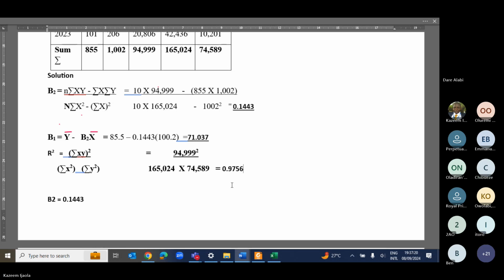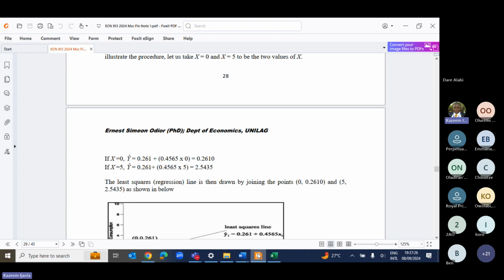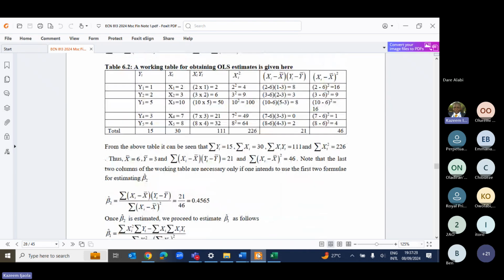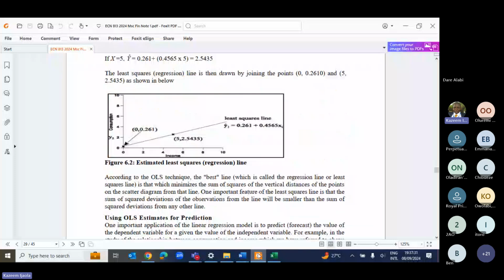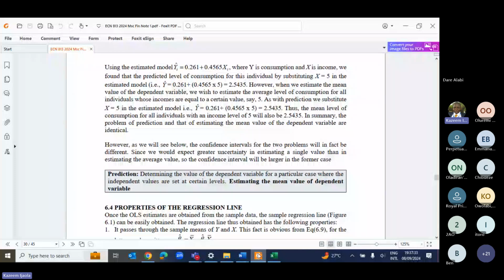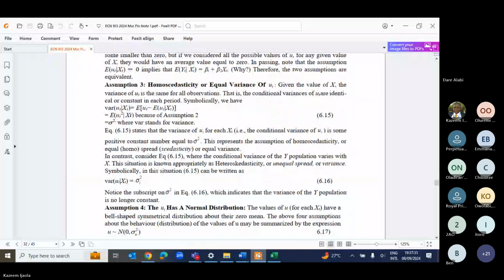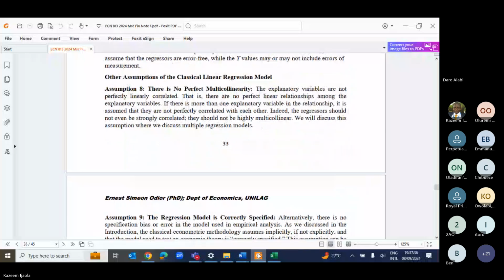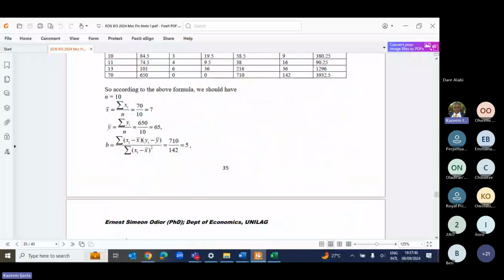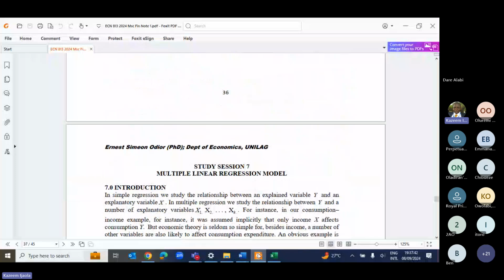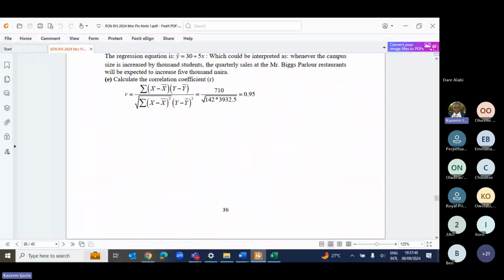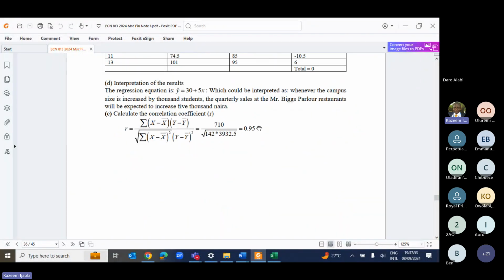Yes. But where did I get R square as the coefficient of determination? This formula we use is from this book. We never manufactured this formula. I want us to be sure so that we know what we are using. This is R, so summation x minus mean divided by this square. For us to get R square, we will now just square this.